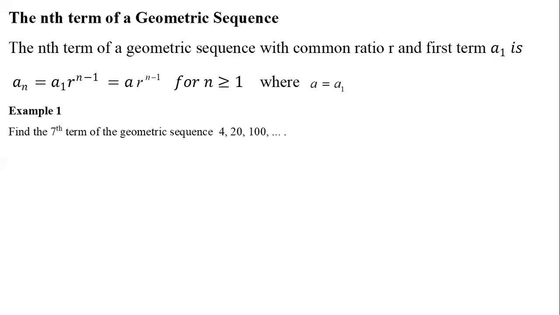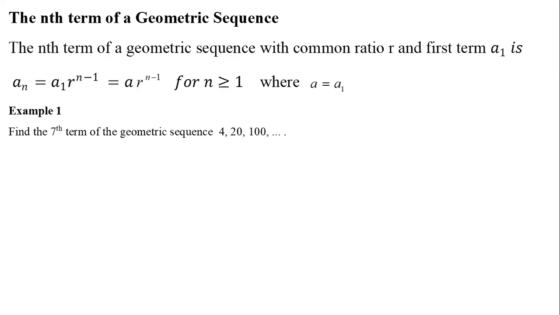Whenever you are given a sequence, sometimes they may not tell you that it is a geometric sequence. They can just say find the 7th term of the sequence. The first thing you are going to test is whether the sequence is an arithmetic sequence. If it is not, then you check if it is a geometric sequence. Now, it is not arithmetic because 20 minus 4 is equal to 16, but 100 minus 20 is not equal to 16. It means the difference is not the same.